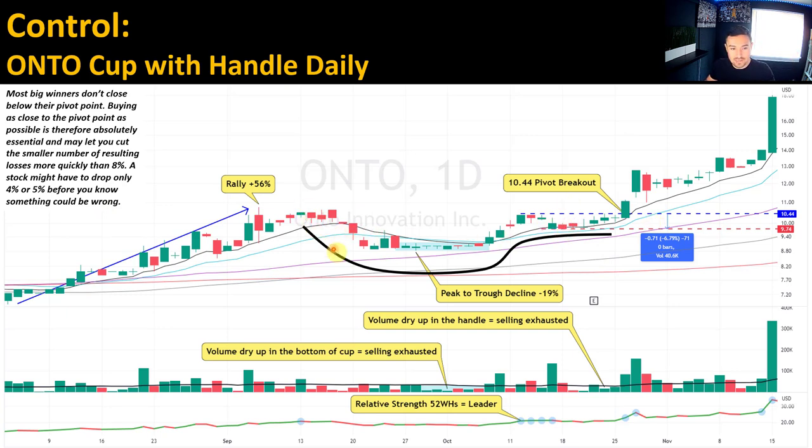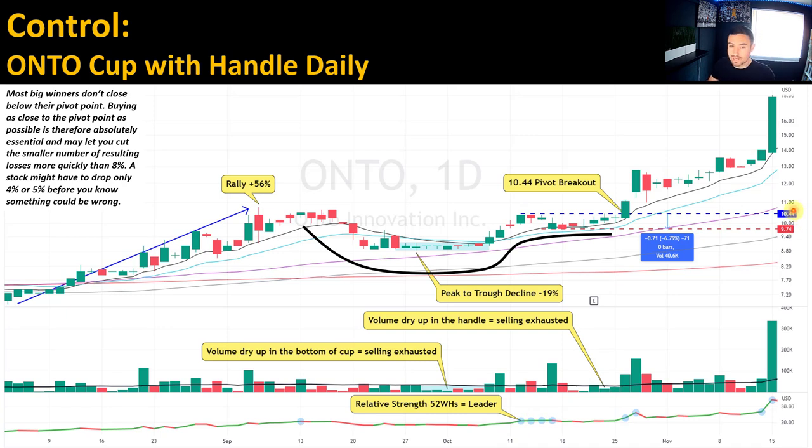So you see how you have this cup and handle, and what do you see at the bottom of the cup? Again, it's these tight candlesticks, and look how the volume dries up. Just telling you supply is exhausted, selling is exhausted. And then it's the same point here in the handle. Tight candlesticks, volume drying up, 52-week highs, it's a leading stock. So the pivot is then through the high of this handle, which is $10.44.